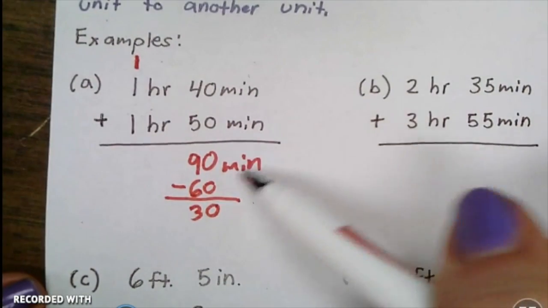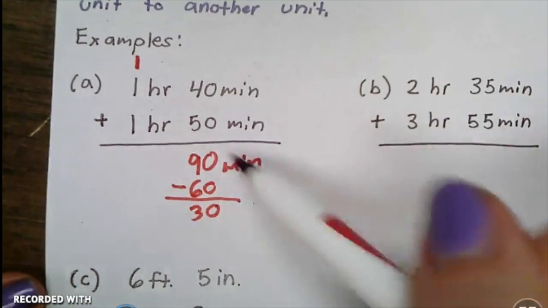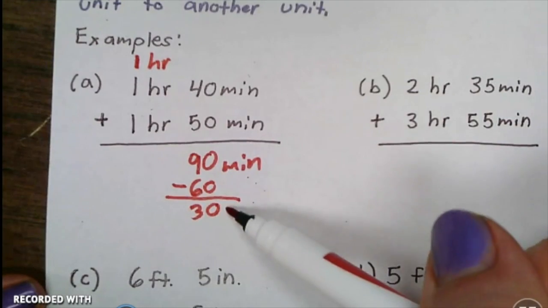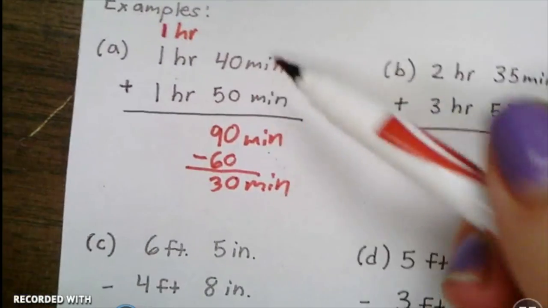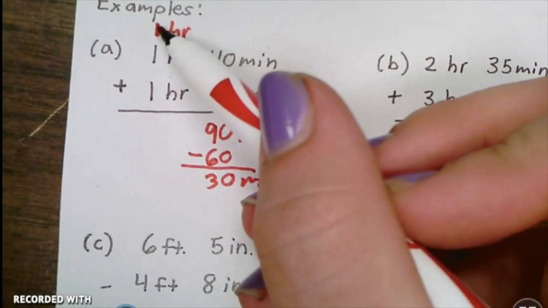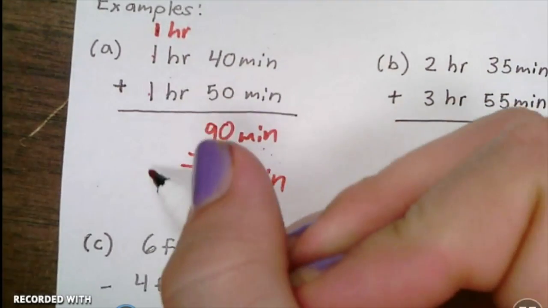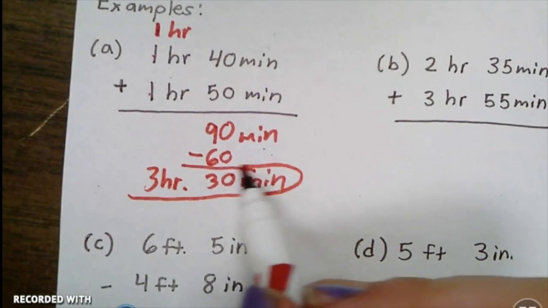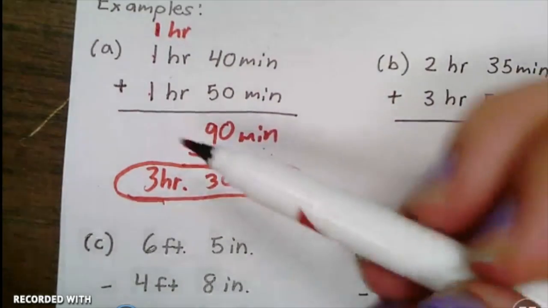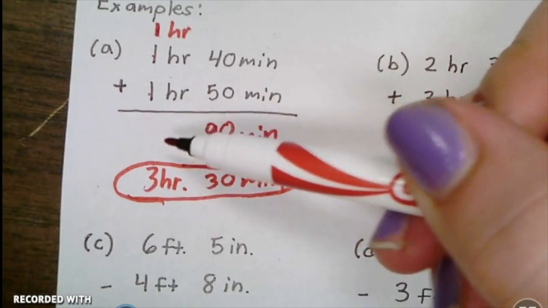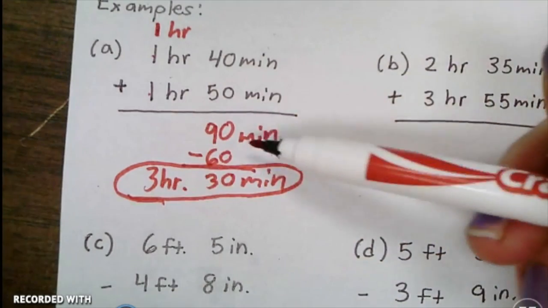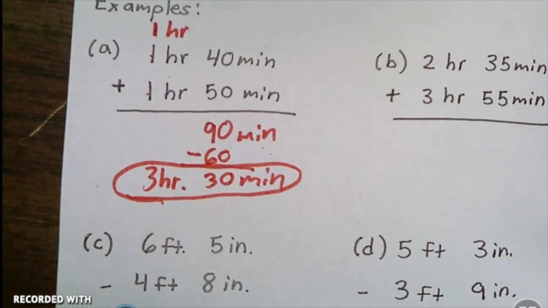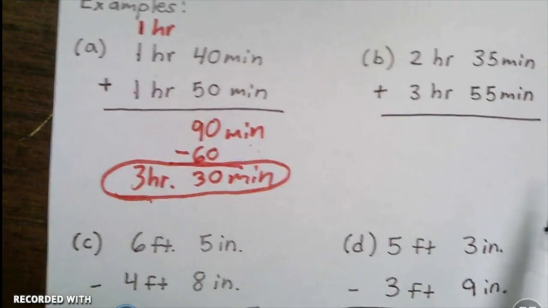I took out 60 minutes, and I rewrote it as another hour that I'm going to add up here. So now I have 30 minutes, and then here I can add 1, 2, 3 hours. So my final answer is 3 hours and 30 minutes. Sometimes people add the 2 hours, you got 2 hours and 90 minutes, and then you rewrite the 90 as an hour and 30 minutes and you add in the hours. That way is not wrong. This way it just keeps it nice and concise for you.